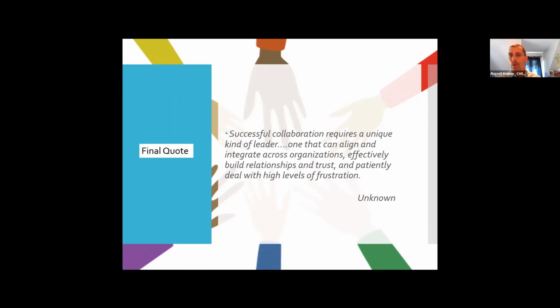I'll just read the final quote out and then we can have a little discussion on this. Successful collaboration requires a unique kind of leader, one that can align and integrate across organizations, right, that we talked about. And wow, did we ever talk about trust today? So effectively building relationships and trust. And just to put it in perspective, we're also able to deal with high levels of frustration, because it's constant. It can be very frustrating working in this mindset.